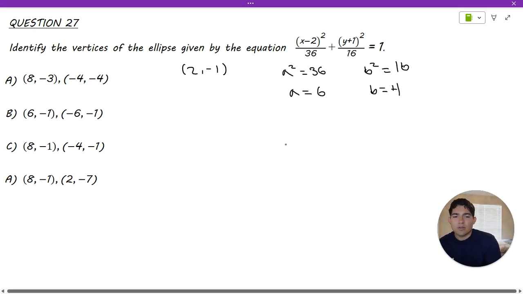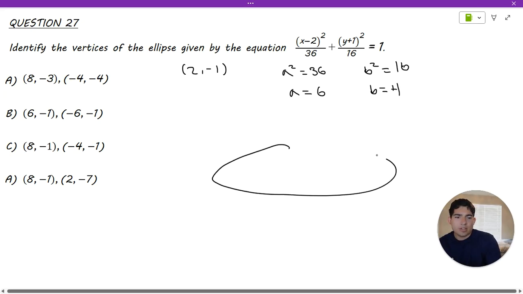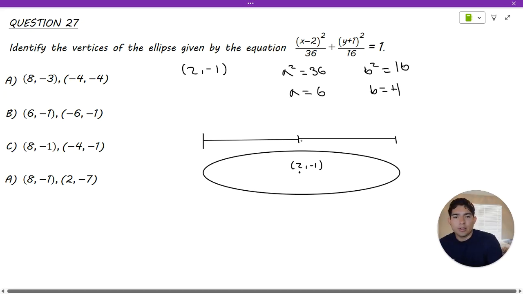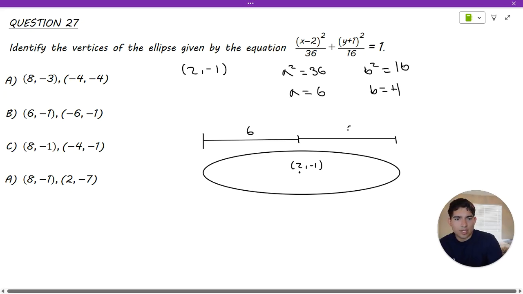Now if we draw ourselves a little diagram of the ellipse, once we see that the a term is associated with the x, we know that the major axis is going to run along the x direction, therefore it's going to be wider than it is tall. The center of the ellipse is going to be at 2, -1. And the distance from the center of the ellipse to the vertex, or the most extreme end, is going to be 6, otherwise known as a. So in this case, the diagram ends up looking like this.